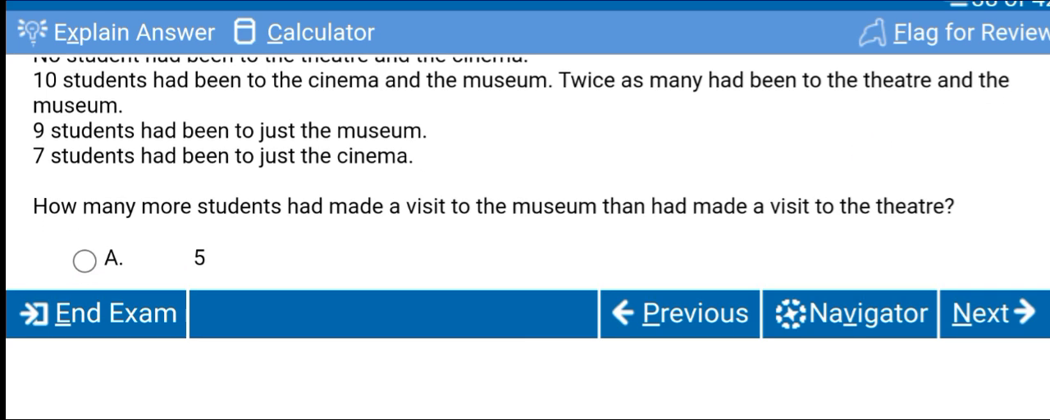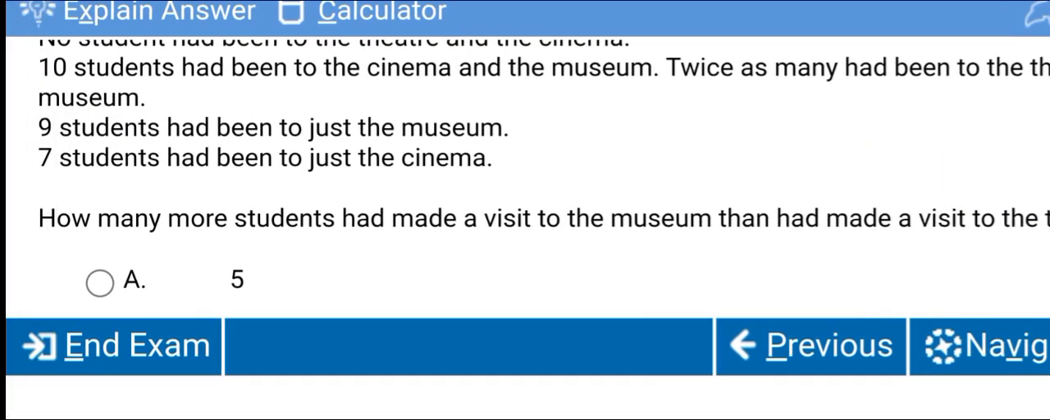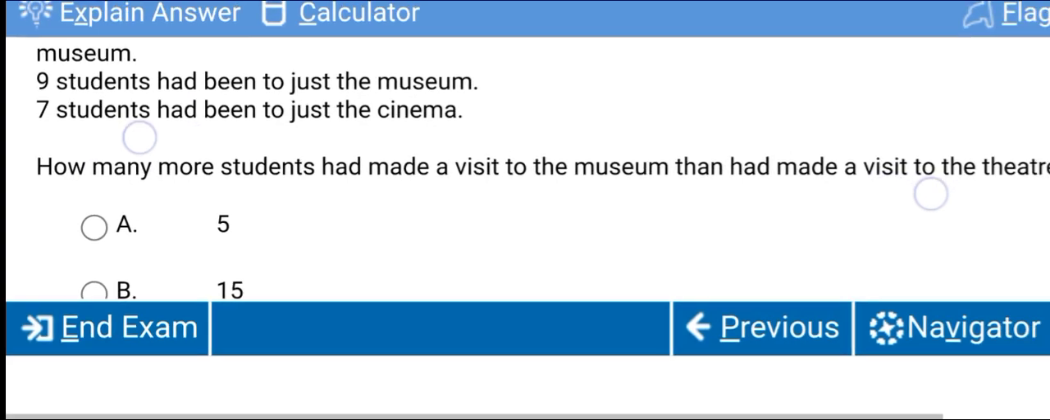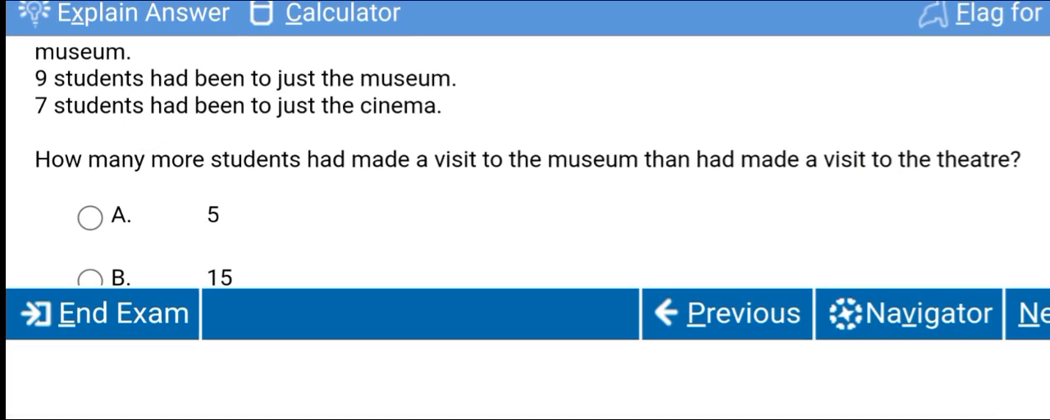9 students had been to just the museum. 7 students had been to just the cinema. So how many students? More students had made a visit to the museum than had made a visit to the theatre.